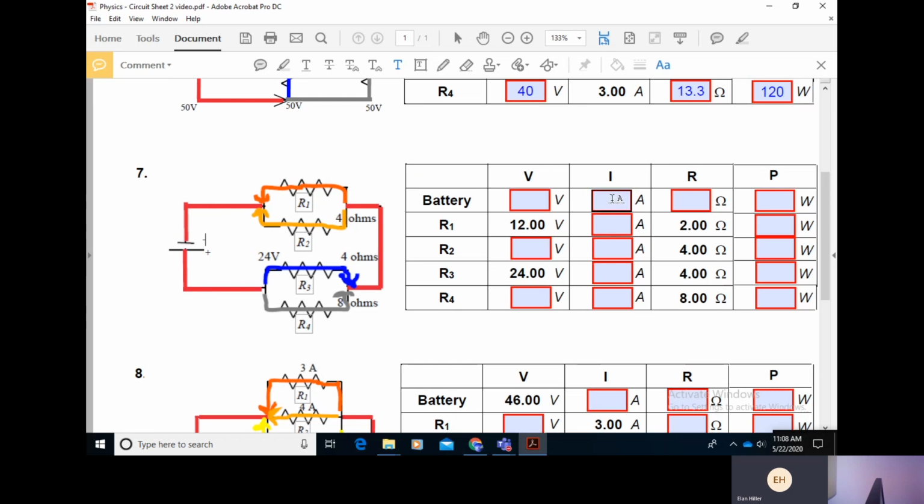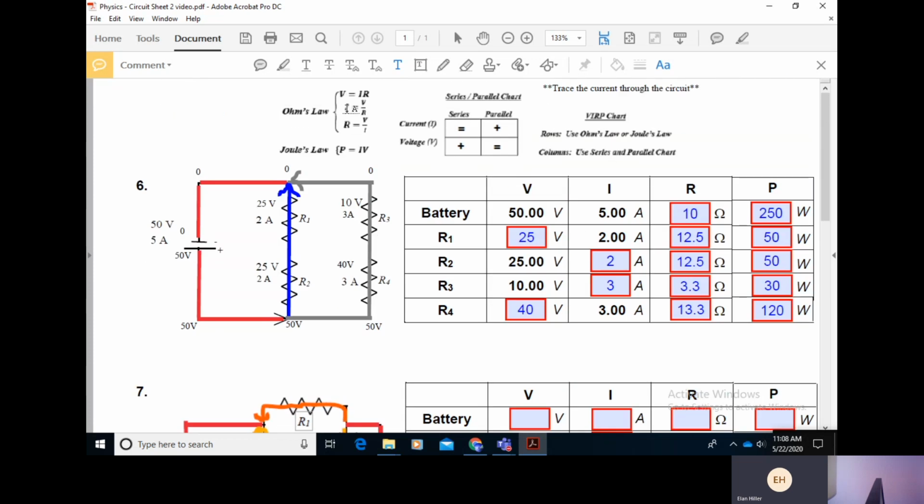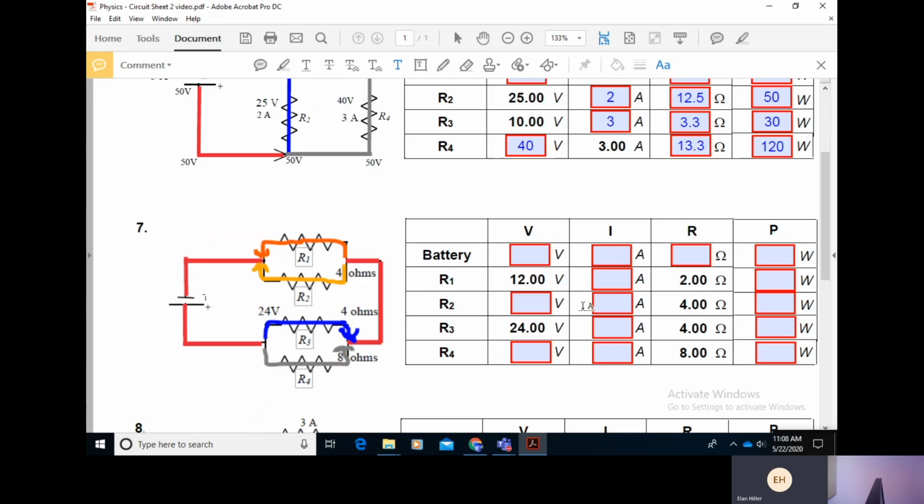Now you'll notice, guys, we don't have a single current given in this problem. We do have a couple things we can do, a couple ways we can start. One of the things we can do is we know the voltage here and the resistance here. We can calculate the current using Ohm's law. Current equals voltage divided by resistance.